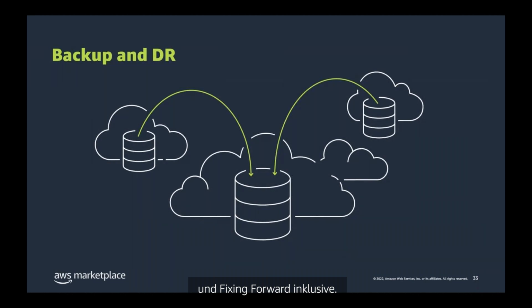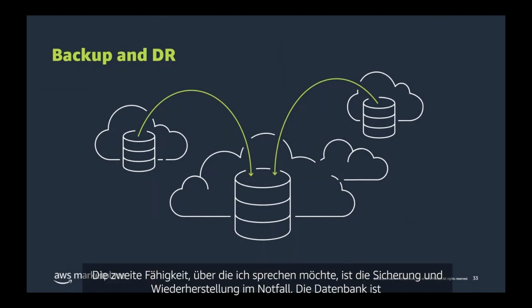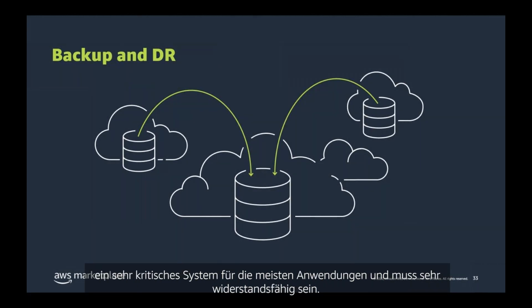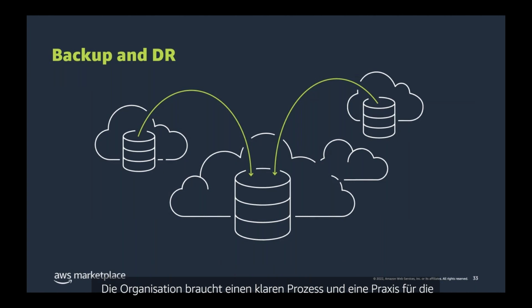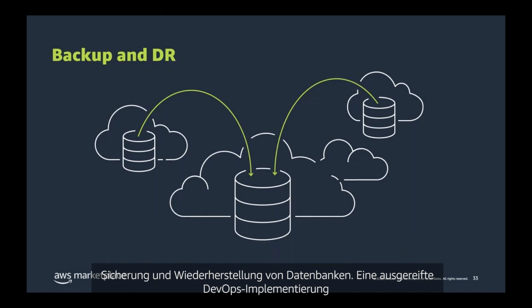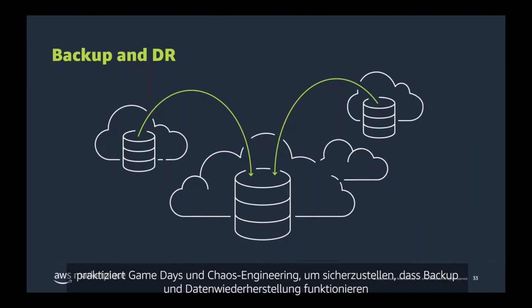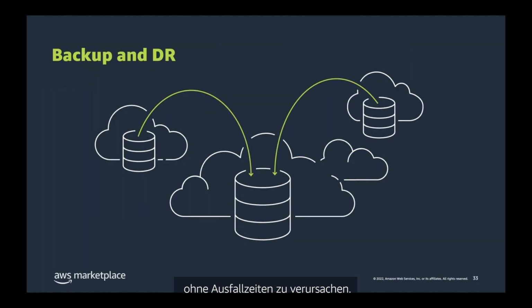The second capability I want to talk about is backup and disaster recovery. The database is a very critical system for most applications and needs to be very resilient. Organizations need to have a clear process and practice for database backup and disaster recovery. Mature DevOps implementations practice game days and chaos engineering to make sure backup and DR work as expected without causing any downtime.